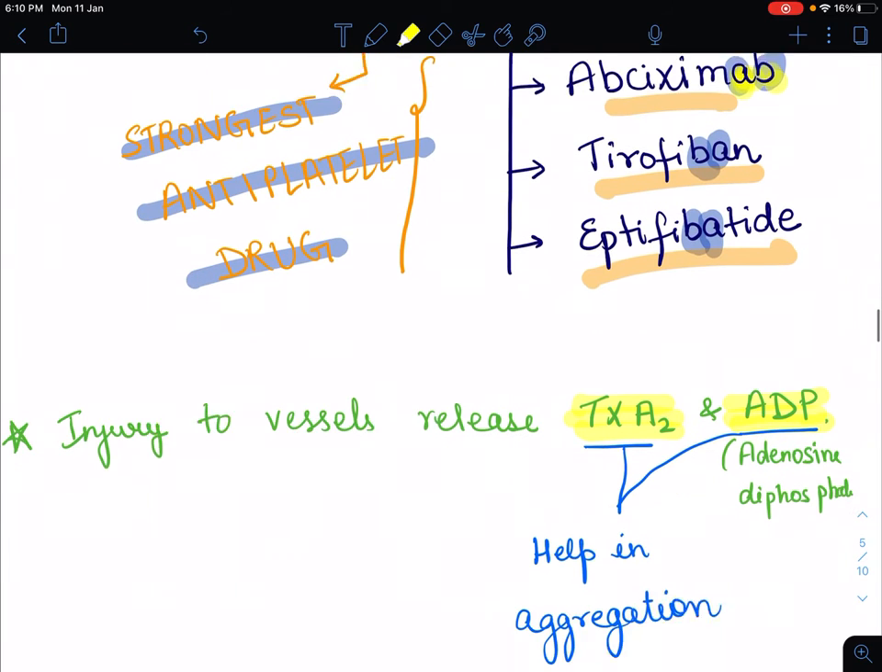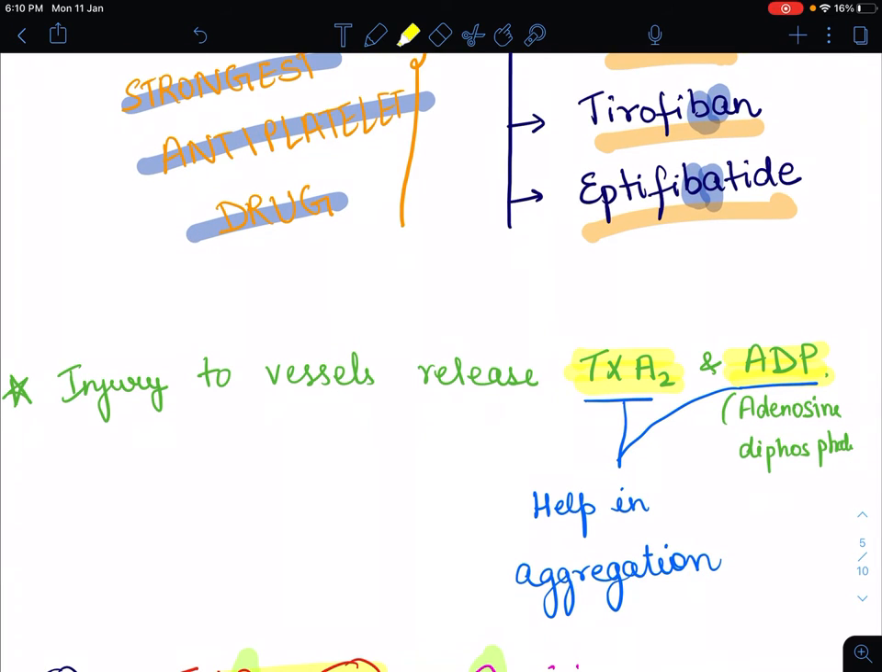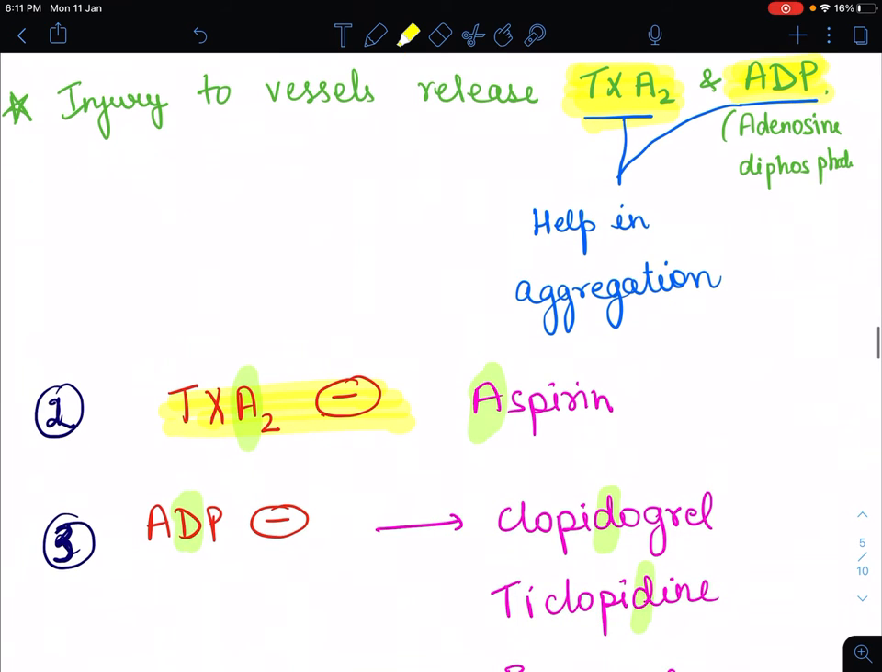Now move on to the next. If there is injury to the vessels, when the blood vessel is injured, there is release of thromboxane A2 and adenosine diphosphate. These factors help in the aggregation of platelets. Now we are learning about antiplatelets, so we have to inhibit these factors, thromboxane A2 and adenosine diphosphate. So we need a thromboxane A2 inhibitor and an ADP inhibitor.